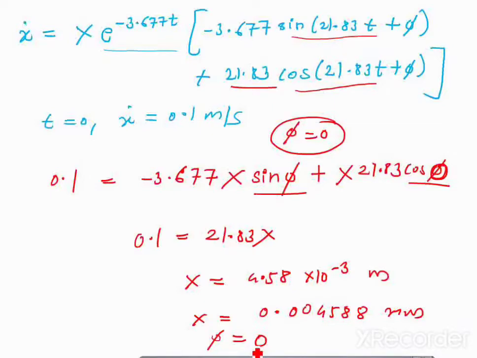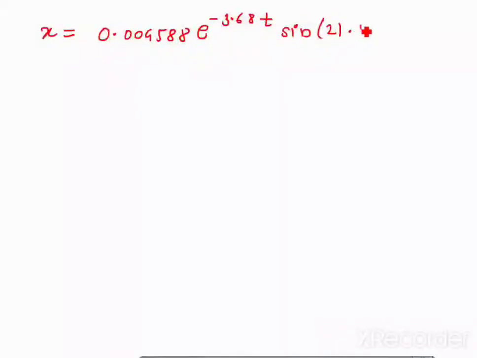Now you just have to replace them into the equations. So what are the equations? The first equation is the displacement equation. So x is equal to capital X, 0.004588, right? e raised to minus 3.68 t into sine, sine omega dt plus phi, but phi is 0. So this is my equation number, let us say A, the output equation for the displacement.